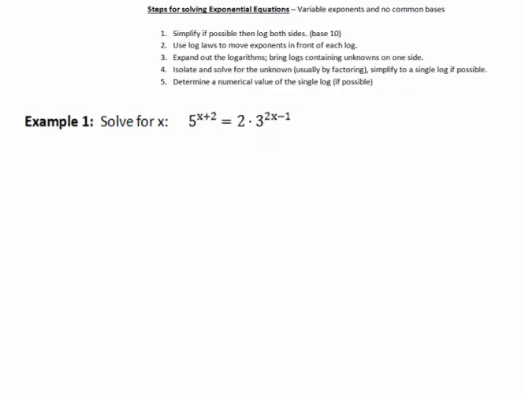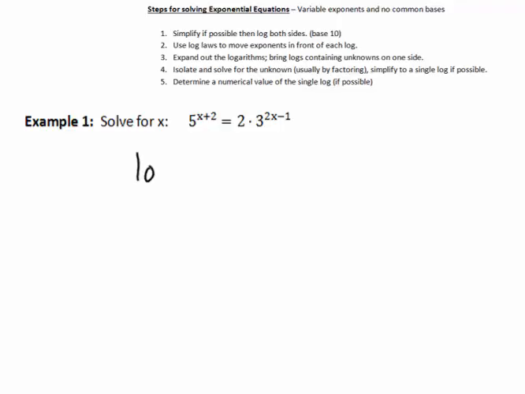So let's do this question. Solve for x in 5 to the x plus 2, which is equal to 2 times 3 to the 2x minus 1. And what we want to do is simplify first. We're going to follow our step-by-step process. Simplify if possible, which is already done. Well, we're going to log both sides.